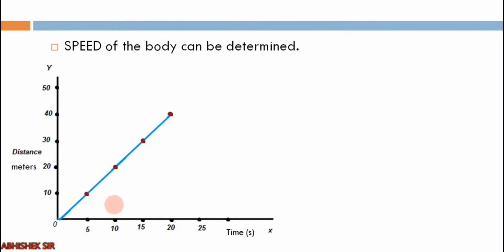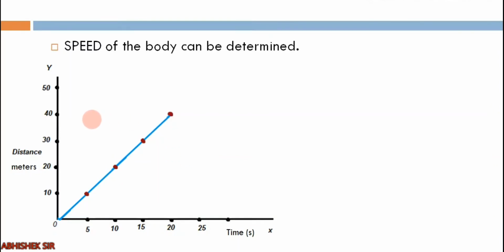You see, here on the x-axis we have taken time in seconds, 1 centimeter for 5 units, so 5, 10, 15, 20, 25. Here on the y-axis distance in meters is shown, 10, 20, 30, 40, 50. So the scale is 1 centimeter for 10 units. Here you can see in 5 seconds the object has traveled 10 meters, in 10 seconds 20 meters, in 15 seconds 30. Likewise they have shown up to 20 seconds.